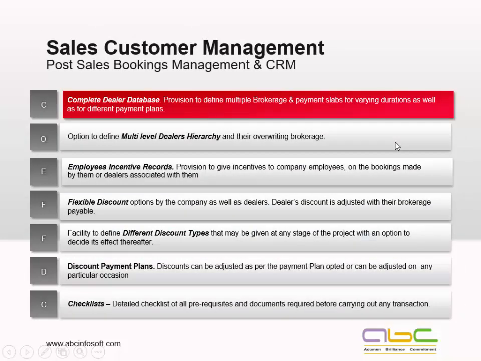Complete dealer database. That means you will have a complete database of all the dealers, and we can even have a multiple dealer hierarchy. So there is a dealer below a dealer; our dealer has introduced a sub dealer. Let's say we are giving a 5% brokerage to a dealer, and there is a dealer below him, which we call a sub dealer or sub broker. So we can offer him 4%. Whenever there is a booking from a sub dealer, 4% would be issued to him, and the remaining 1%, just like an MLM thing, would be given to the main broker.